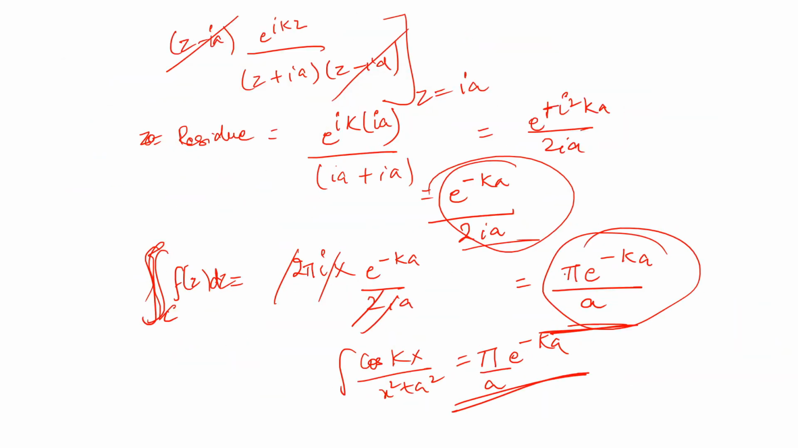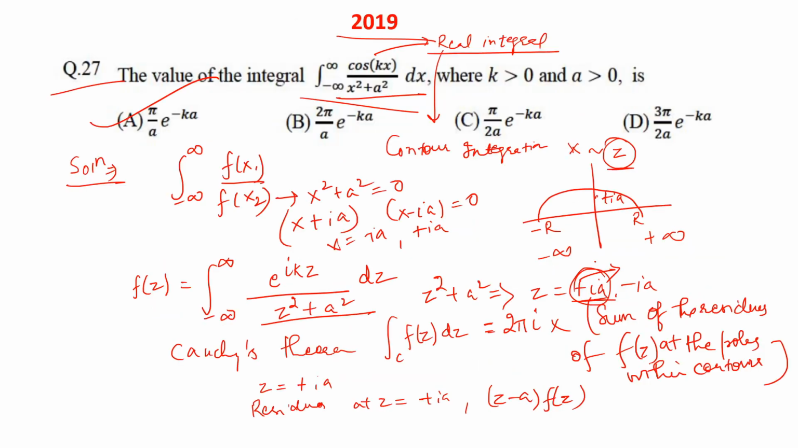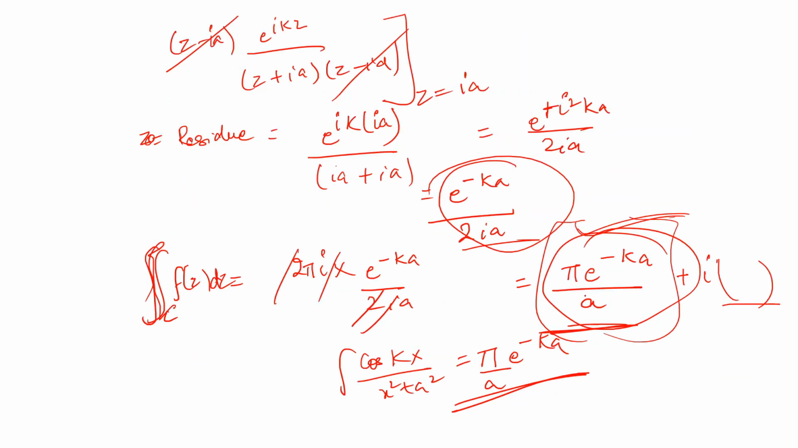Suppose in the final result, we got some value in the form of iota, such as pi e raised to the power minus ka upon a plus iota times some value. Then we would ignore the iota part and the answer would be this real part only. And in case the integral given to us is in the iota form, then we would have neglected the real part and the answer would have been the iota part.